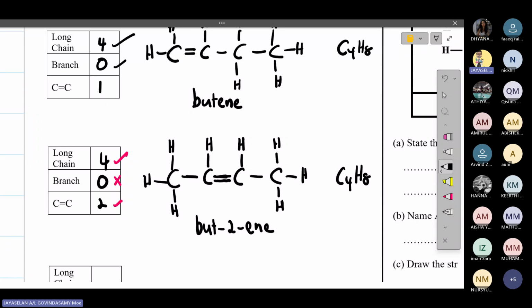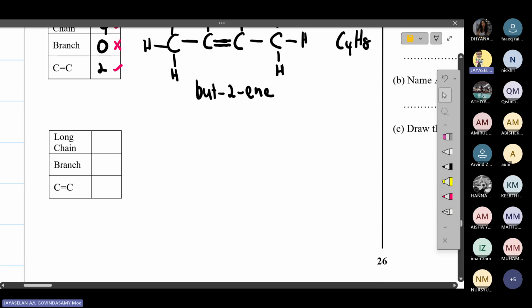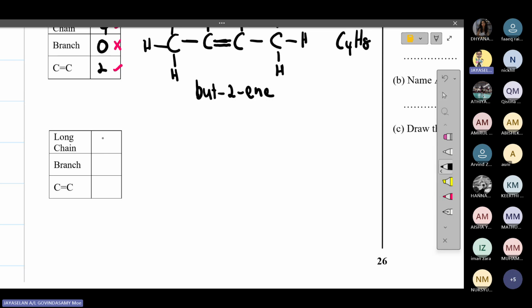Okay, any question? Okay, lepas you buat macam ni, now only you do what? You try to reduce the long chain, increase the branch. Long chain 3, branch 1, C double bond C start at carbon number 1. Okay, macam ni. So I do here 1, 2, 3. Okay, so what I do this first. C double bond C start at carbon number 1. This is carbon number 1. After carbon number 1, I put the double bond.